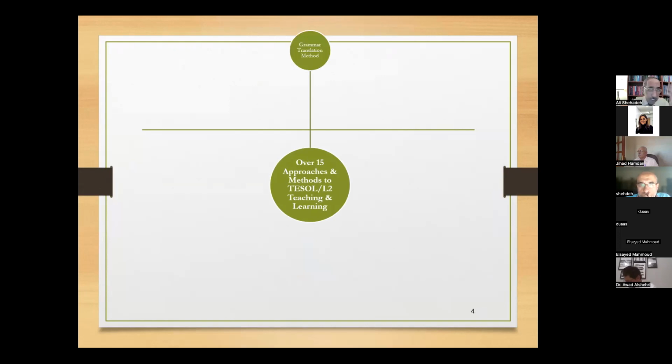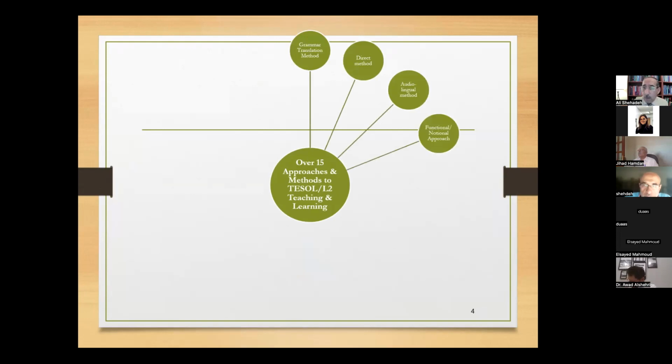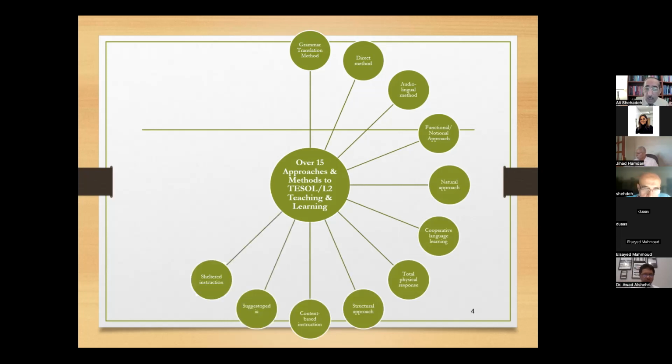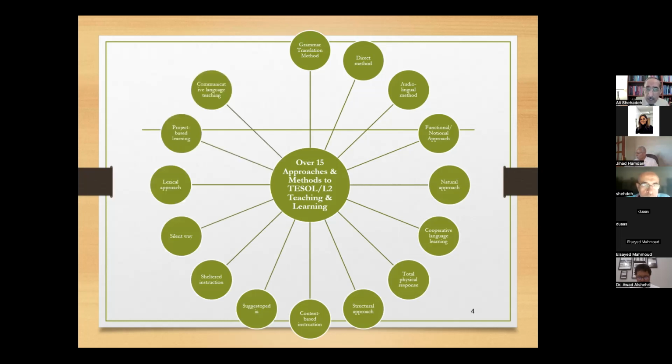So, for example, we have the oldest one, the grammar translation method. We have the direct method. We have the audiolingual method. We have the functional notional approach. We have the natural approach. We have cooperative language learning. We have total physical response. We have the structural approach, content-based instruction, suggestopedia, sheltered instruction, the silent way, the lexical approach, project-based learning, communicative language teaching, and of course, task-based language teaching. So there are more than 15. Here we have 17 or 18, and in fact, we have a few more. So we have more than 15 approaches and methods to language teaching, in particular when it comes to English language teaching.